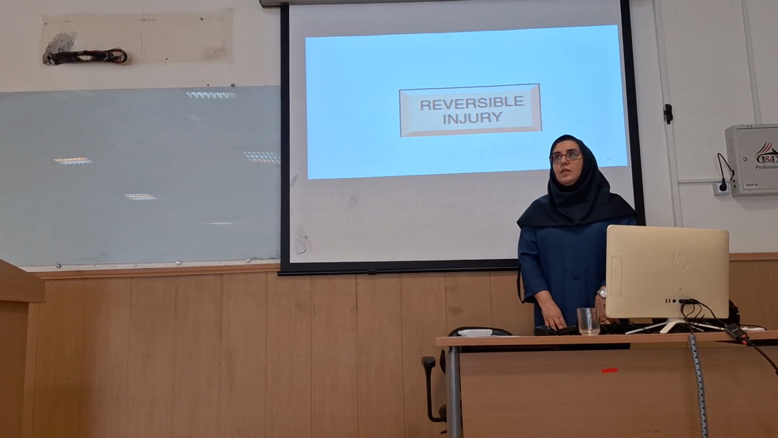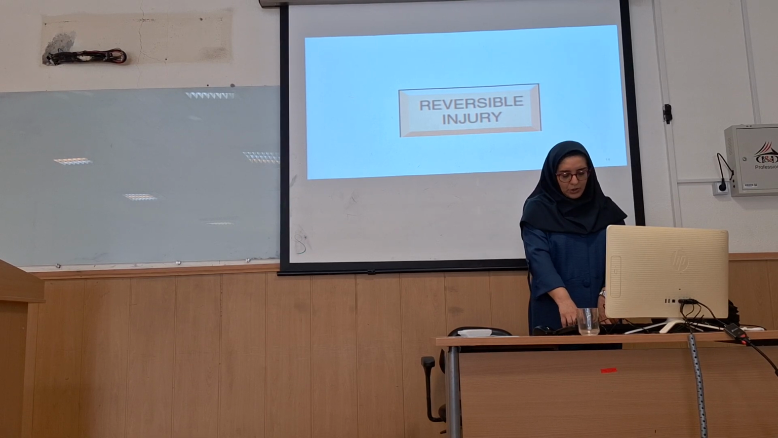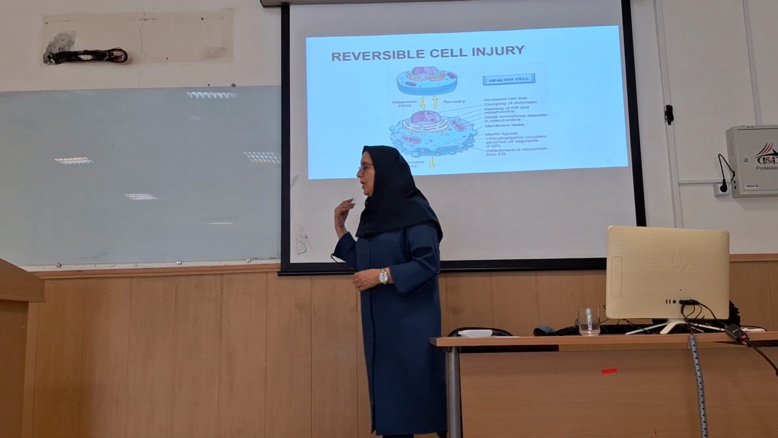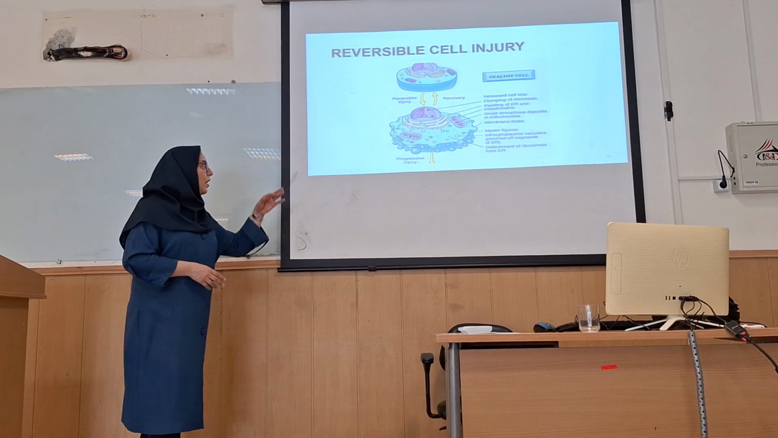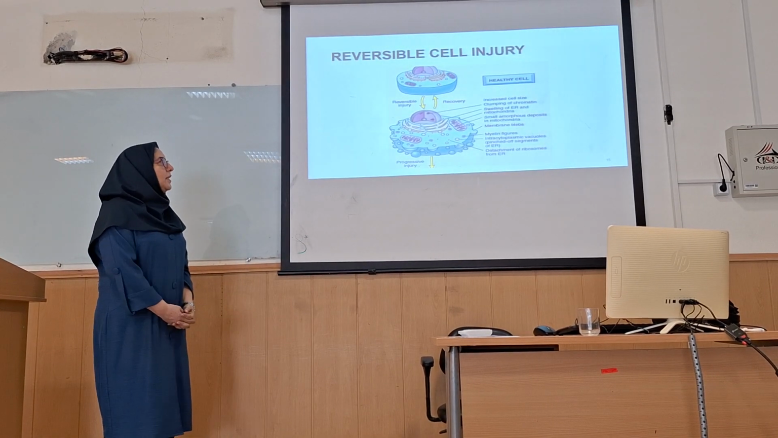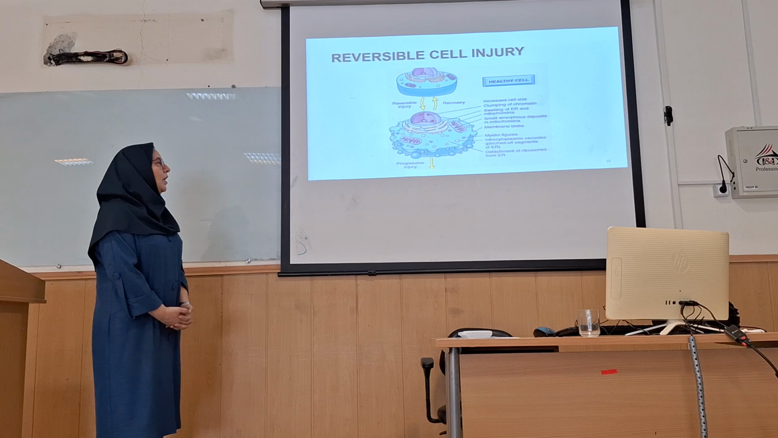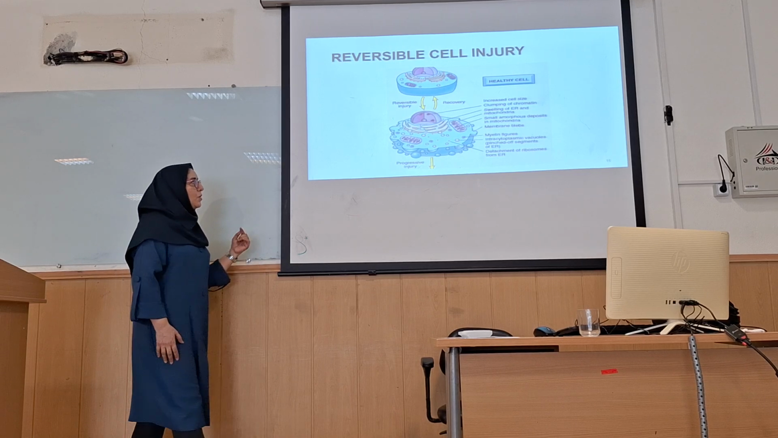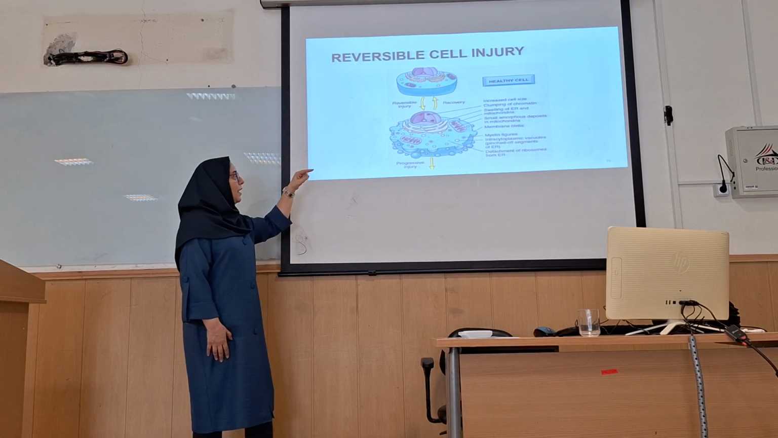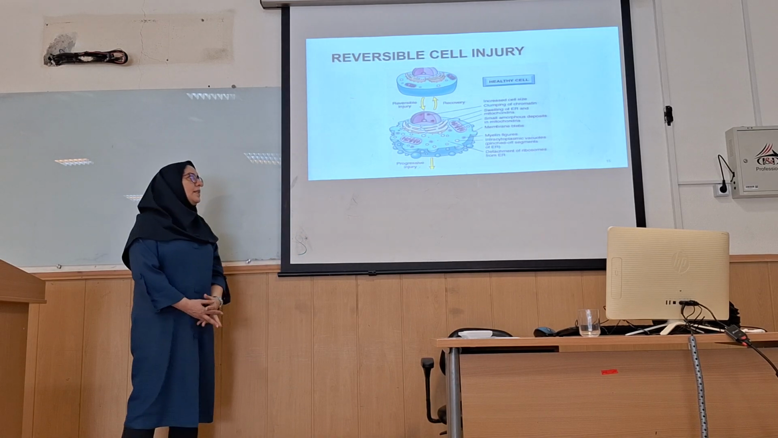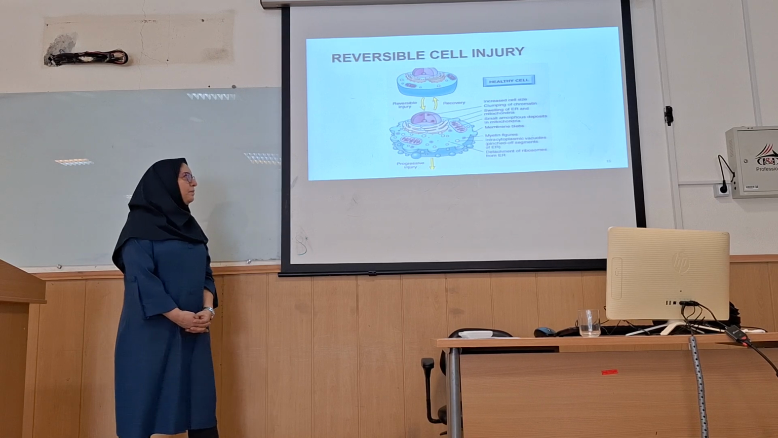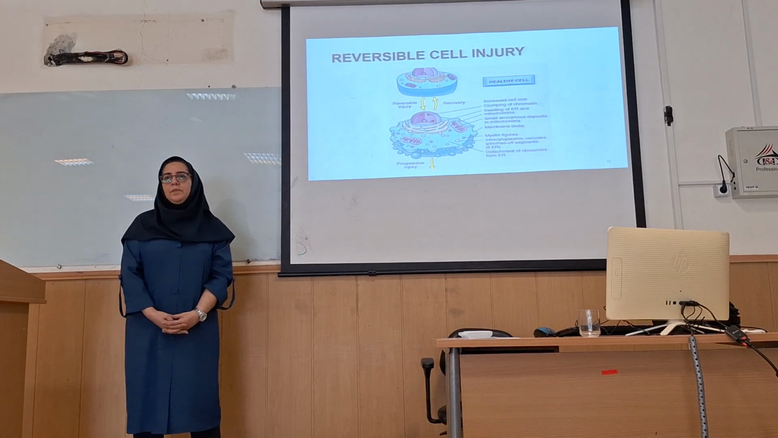So we first discussed reversible injury. In this figure, you see a healthy cell convert to an injured cell. But at this stage, it's reversible. So if you remove the etiologic agent, the injured cell returns and recovers into a healthy cell. So what do you see in the injured cell?